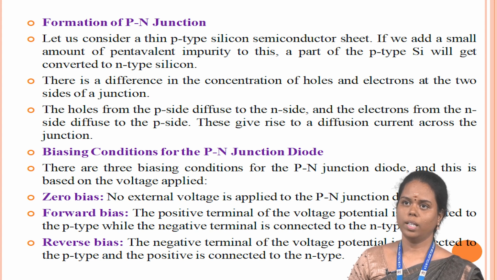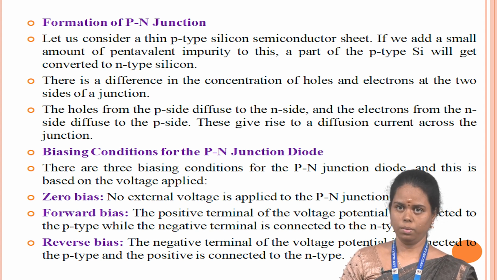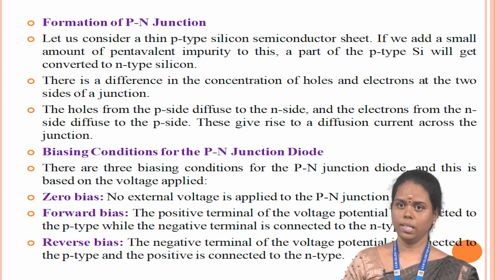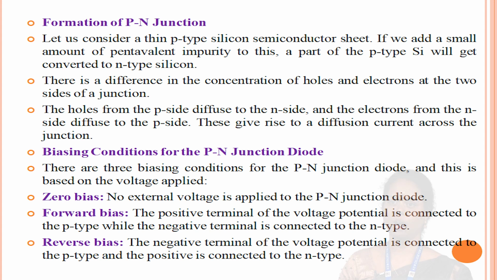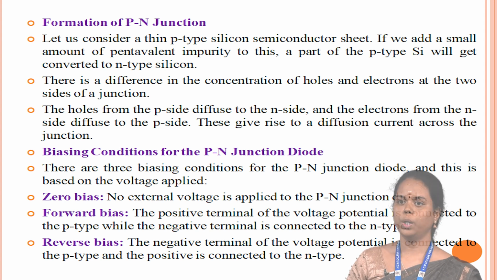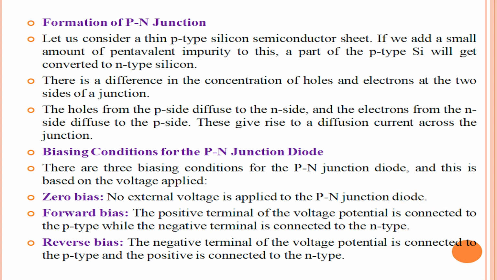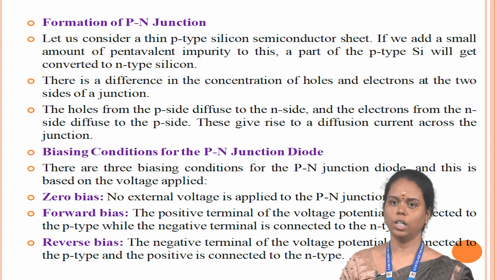Bias conditions for the PN junction diode. Zero bias, forward bias and reverse bias. These are the three biasing conditions. Zero bias is when no external voltage is applied to the PN junction diode. Forward bias is when the positive terminal of the voltage potential is connected to the p-type while the negative terminal is connected to the n-type. Reverse bias is when the negative terminal of the voltage potential is connected to the p-type and the positive terminal is connected to the n-type.